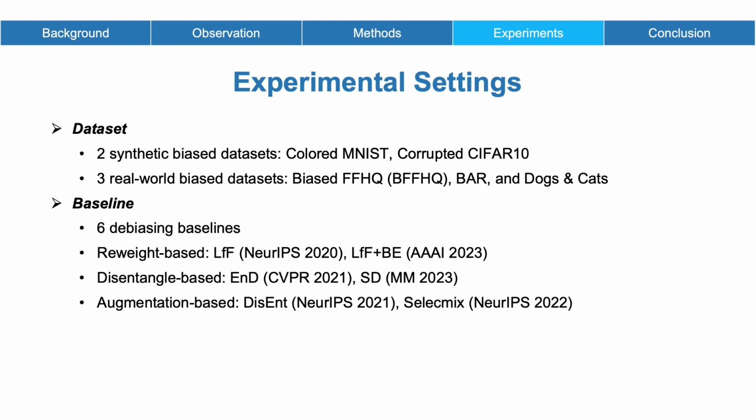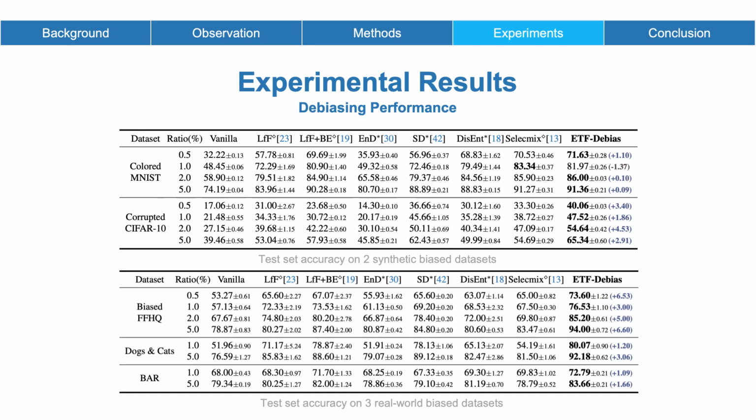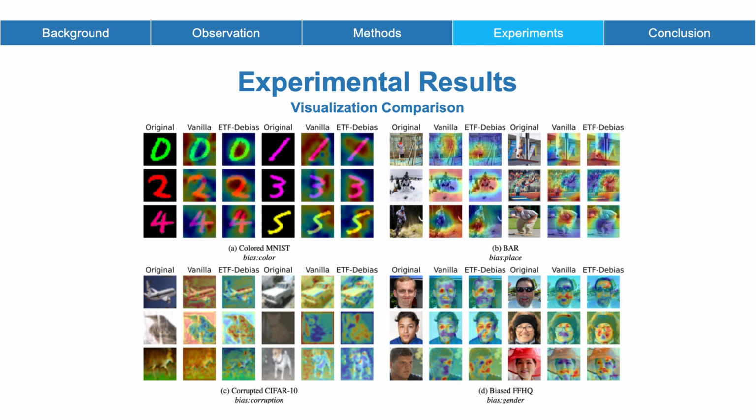To verify the performance of our framework, we conduct experiments on 2 synthetic and 3 real-world bias datasets. We choose 6 debiased baselines, which cover the 3 categories of existing solutions. In the experimental results of debiased performance, our framework consistently outperforms baselines in generalization capability on almost all levels of bias ratio. It also achieves up to 6.6% accuracy improvements on real-world bias datasets, demonstrating its potential in realistic applications. In the visualization comparison, it's also notable that our method circumvents the wrong attention area in classification and encourages the focus on more discriminative and finer-grained regions.